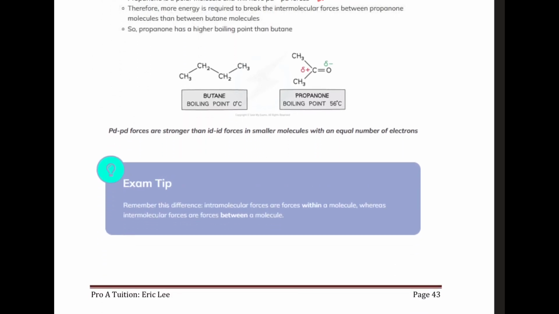Okay, now let's see exam tips. Remember this difference: intramolecular forces, this is covalent bond, are forces within a molecule, whereas intermolecular forces are forces between molecules. So let's say I ask you, just to check on it, intramolecular forces, covalent bond, intermolecular forces, van der Waals forces, who is stronger between covalent and van der Waals? Covalent bond. Yes, covalent bond is stronger than van der Waals forces.